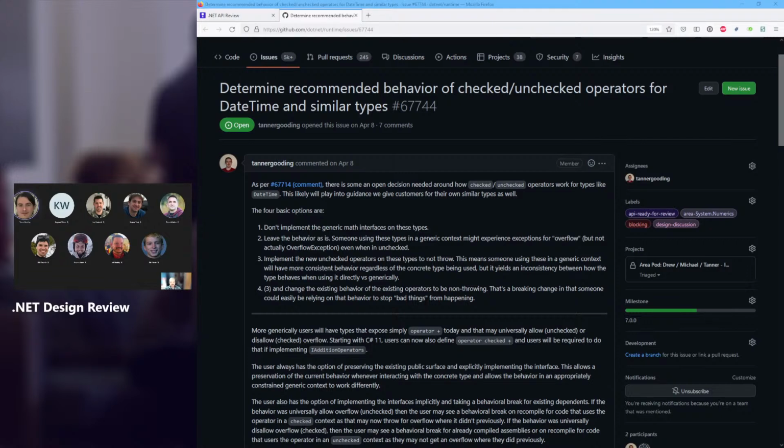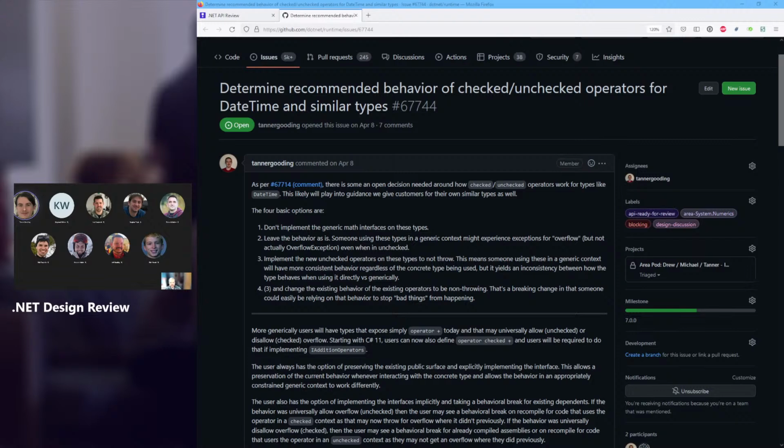As of .NET 7 C# 11, we're going to have the ability to define user-defined checked operators. And so we need to kind of make a decision on types, especially numeric-like types. But this also extends to potentially other types, such as date time, where users may want or be interested in another behavior, how we would expose and support checked and unchecked operators. So in particular, there's kind of 4 basic options.